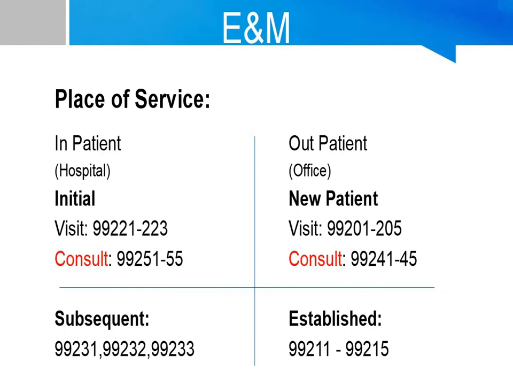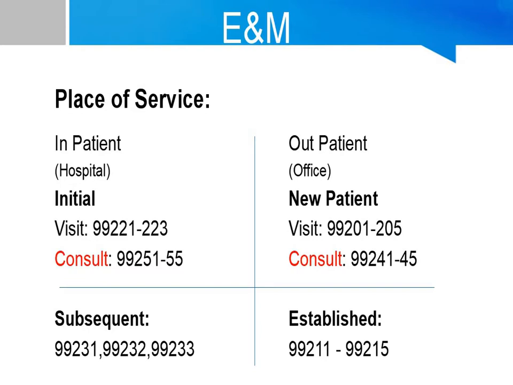And next we can go for the place of service. Place of service can be divided into two major categories, that is inpatient and outpatient, hospital or office. In inpatient hospital, the initial visit codes are 99221 to 99223. In hospital you can also see that there is a consultation code as well as subsequent. And in outpatient you can see new patient and established patient.